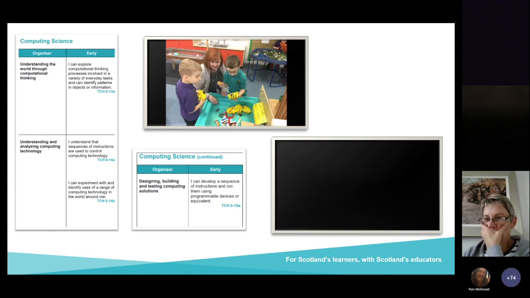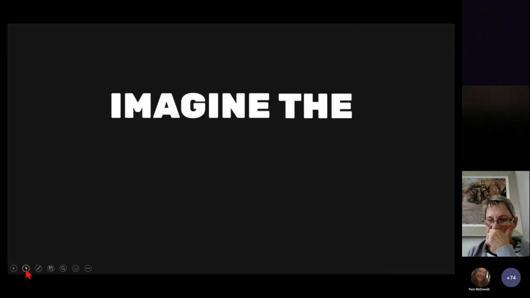And then finally, designing, building and testing computing solutions. This is about programming, coding devices, using those BeeBots, using those programmable toys, using the technology on our computer to make things move, to set instructions, an algorithm. And that terminology is really, really important to be able to share with our early level learners, because they love to use that kind of terminology, such as algorithm. And a lot of practitioners will be learning this for the first time as well.